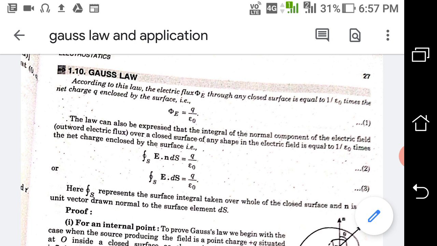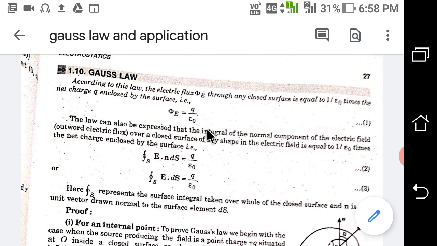Now, Gauss law is most important in electrostatics. According to this law, the electric flux phi E through any closed surface is equal to 1 upon epsilon naught times the net charge Q enclosed by the surface. Phi E, that is the flux enclosed, is equal to the charge divided by epsilon naught.